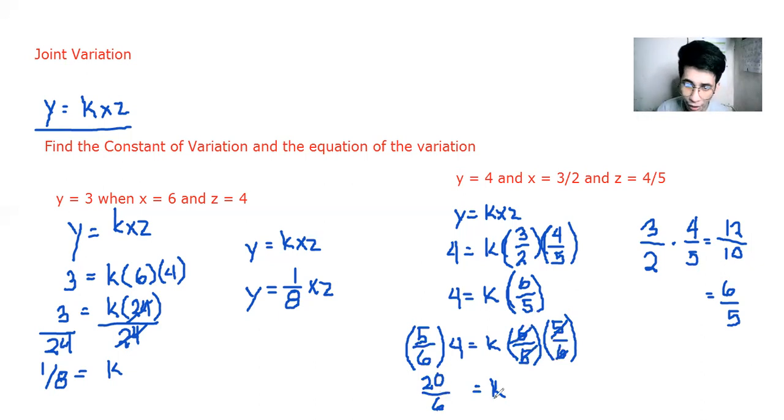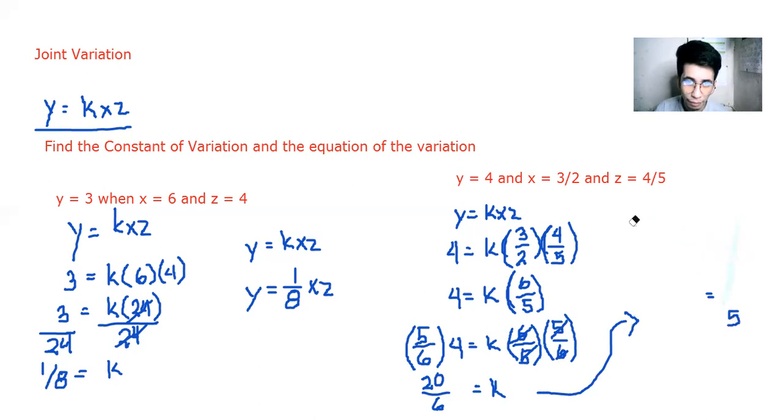Meron. Divide natin parehas sa 2, no? So, divide natin parehas sa 2. Burahin ko to. So, magkakaroon tayo ng K is equals to 10/3. Huwag nyo nang gawing mixed fraction. Ganyan na lang, improper fraction na lang. So, we have the constant of variation K is equals to 10/3.